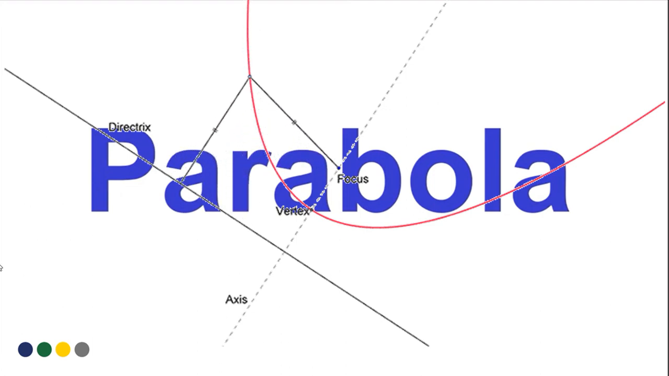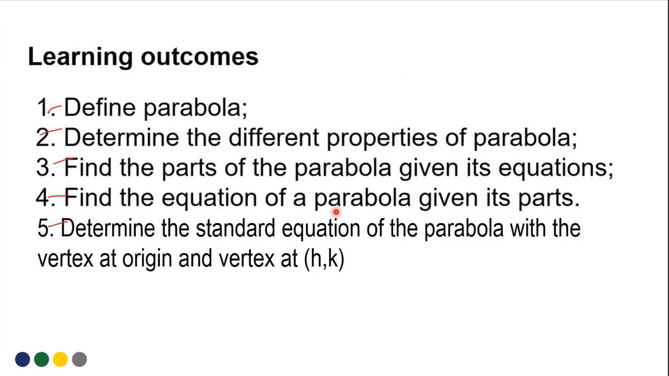So, wala nang intro because we need a lot of time here to discuss parabola. Our title for today is all about parabola, and we have 5 learning outcomes. We're going to define the parabola, determine the different properties of parabola, find the parts of the parabola given its equations. Number 4, we're going to find the equation of the parabola given its parts. And we're going to determine the standard form of the parabola with the vertex at the origin and the vertex at (h, k).